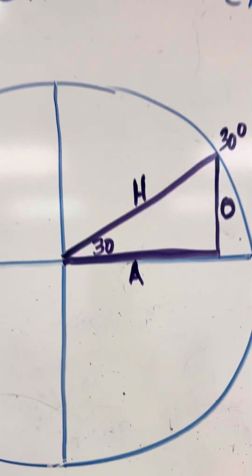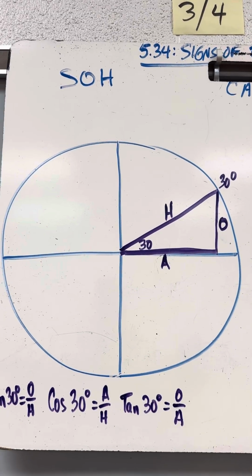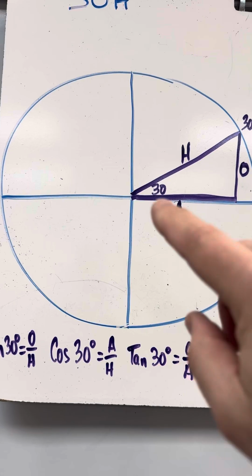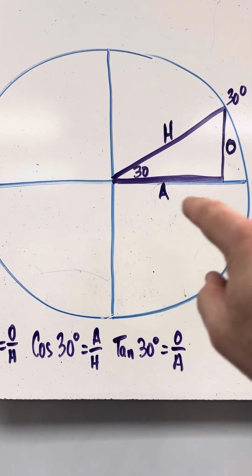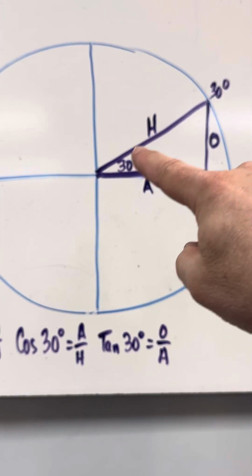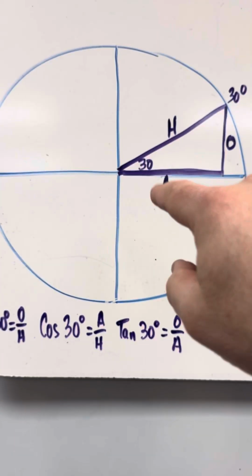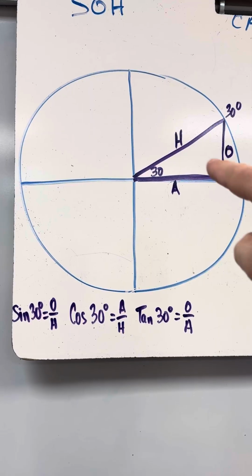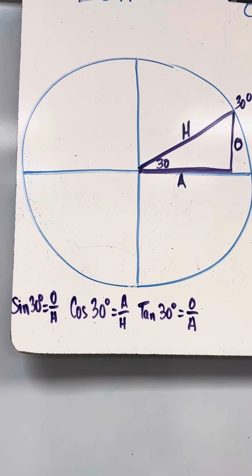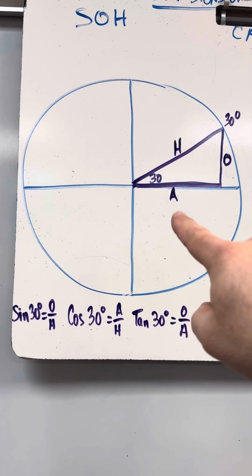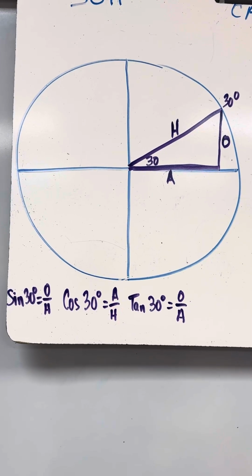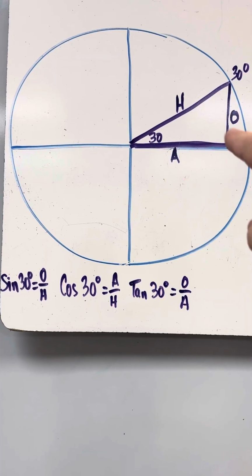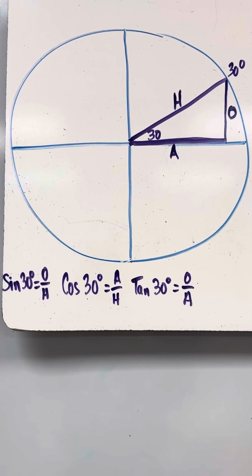So looking at this 30-degree angle here, I'm going to call this O, I'm going to call this A, I'm going to call this H. From this 30-degree angle, sine of 30 would be O over H. Cosine 30 would be A over H. Tan of 30 would be O over A. Each of these letters represents some number, by the way, okay?